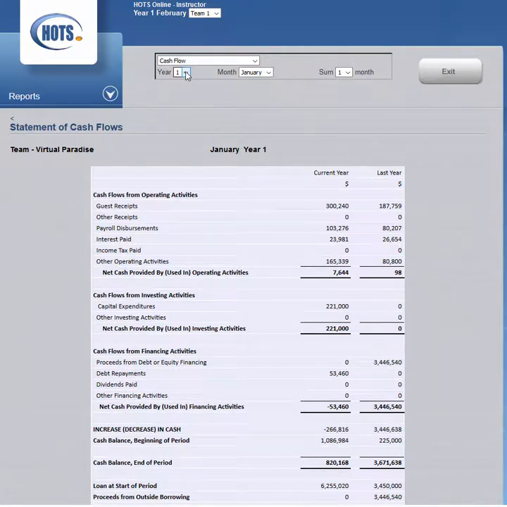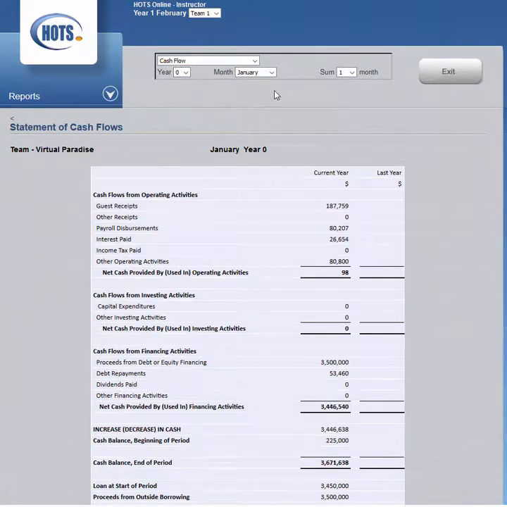But when the teams take over their hotel, there is trading history for the whole of the previous year, which we call year zero, and we can look back at every month. So that's December, I can look back at November, go back to October. That's the cash flow statement.